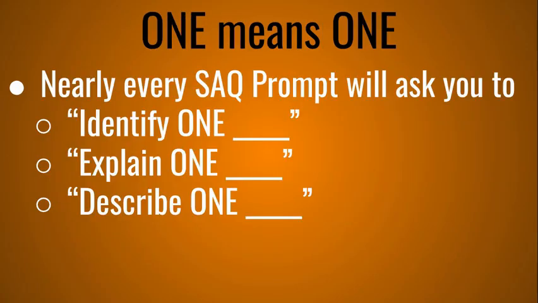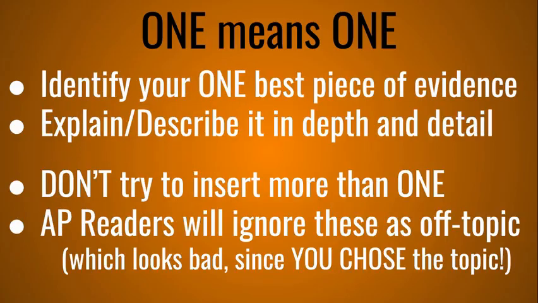Reminder that nearly every SAQ prompt will ask you to identify, explain, or describe one thing. And some years they've even put that 1 in all caps. 1 means 1. Whatever it is it's asking about, you need to identify the one best piece of evidence that you want to talk about, and then you need to explain or describe that piece of evidence in detail. Do not try to insert more than 1. Often students feel sort of lukewarm about 1, so they'll say 3 or 4 different things and hope that one of them sticks.